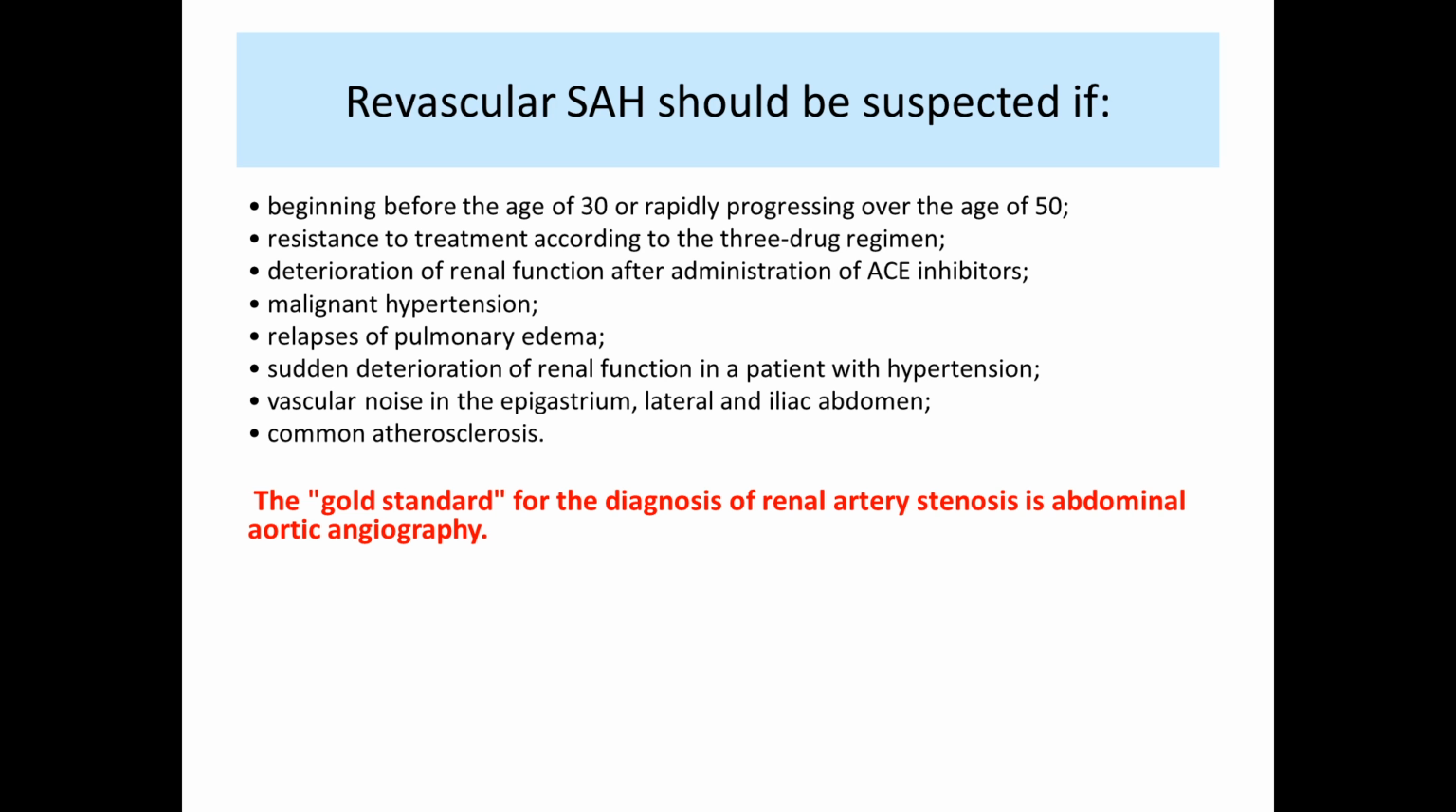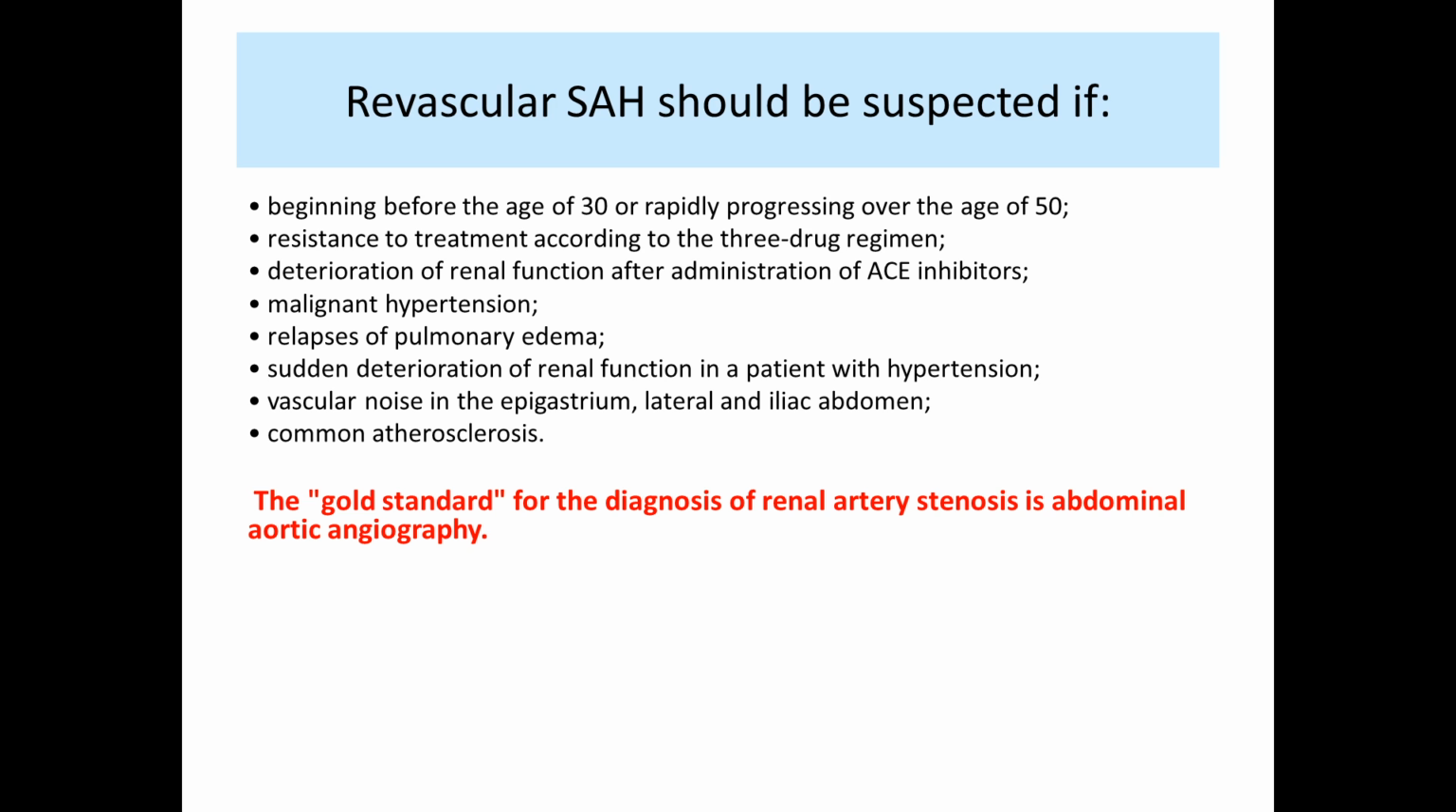Renovascular hypertension should be suspected if it begins before the age of 30 or progresses rapidly over the age of 50, shows resistance to treatment with a 3-drug regimen, and renal function deteriorates after administration of angiotensin-converting enzyme inhibitors. These drugs normally decrease the blood pressure, but in case of renal vascular damage, especially on both sides, ACE inhibitors can cause an increase in pressure.